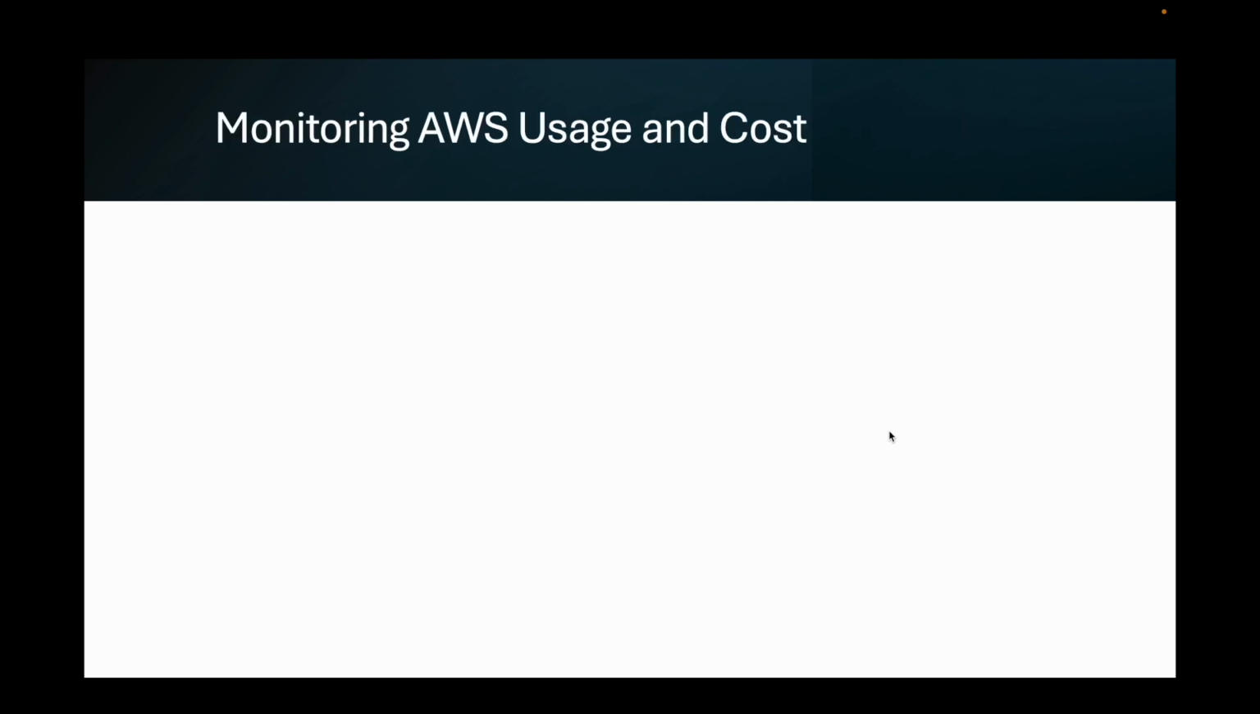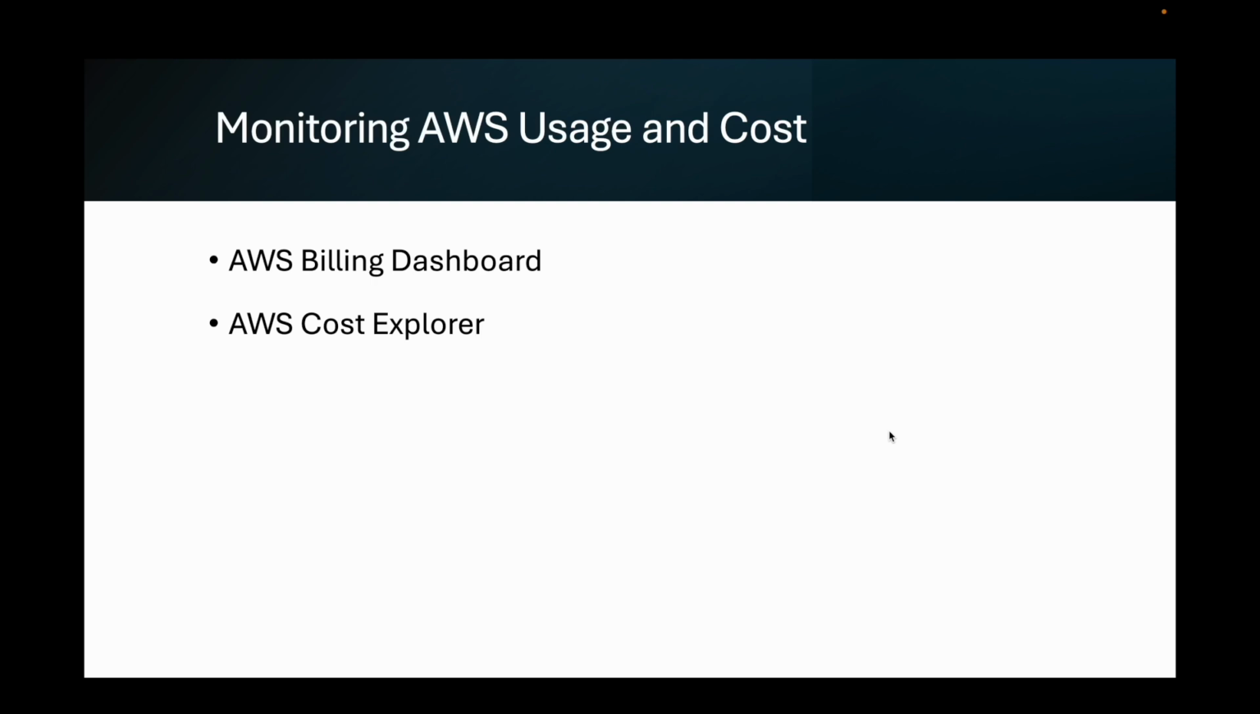Now, let's look at monitoring AWS usage and cost. AWS provides several tools to monitor and analyze your usage and costs in real time. These tools allow you to manage your cloud spending effectively and avoid unexpected charges. So, there's the AWS billing dashboard. The AWS billing dashboard provides a summary of your current charges, estimated monthly cost, and usage patterns. You can also view detailed billing information for specific services and compare cost over time.